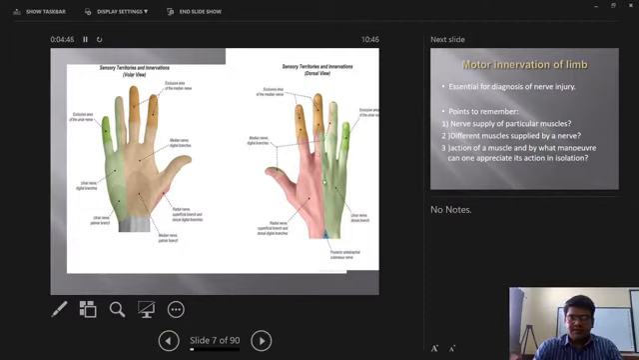On the dorsum, medial 2.5 is supplied by ulnar nerve. Lateral 2.5 is supplied by the radial nerve, but the proximal and distal phalanges of the second and third digits are supplied exclusively by the median nerve.